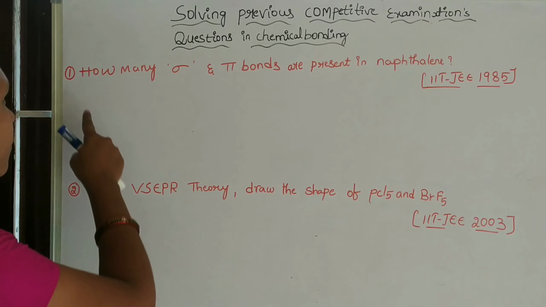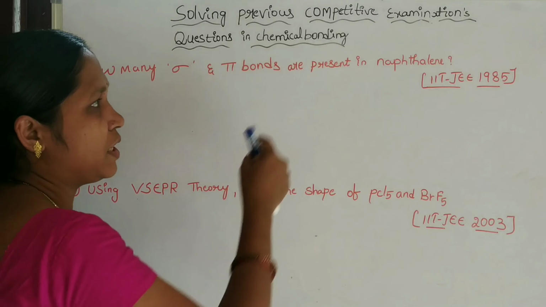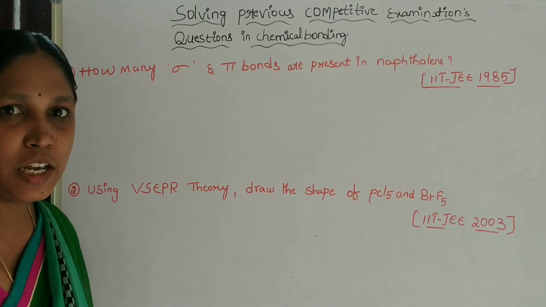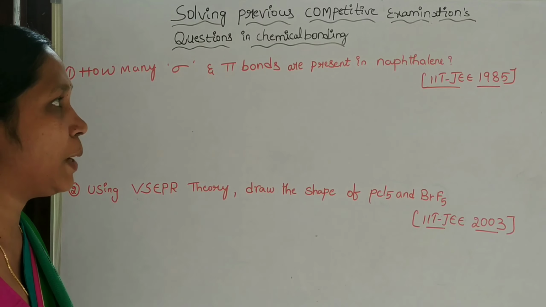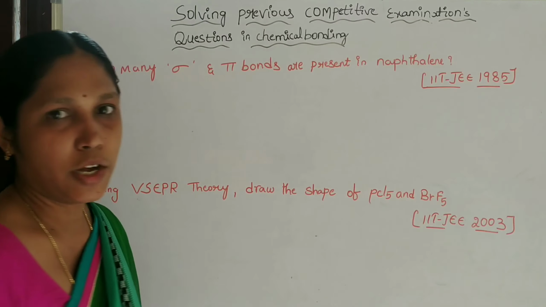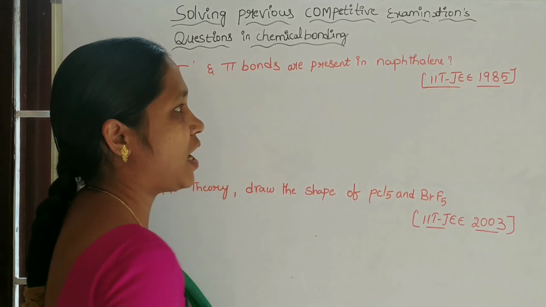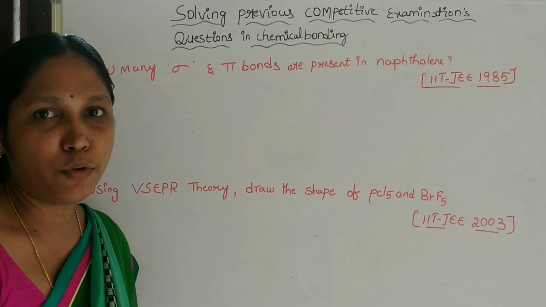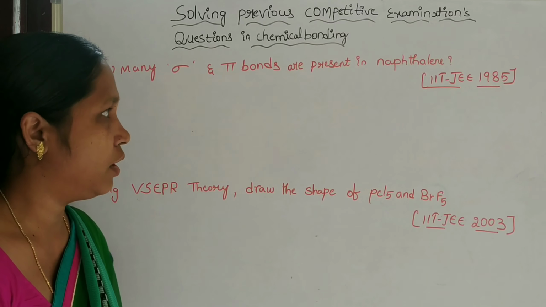See the first one. How many sigma and pi bonds are present in naphthalene? The question was asked in IIT JEE 1985. First of all, we see the structure of naphthalene.